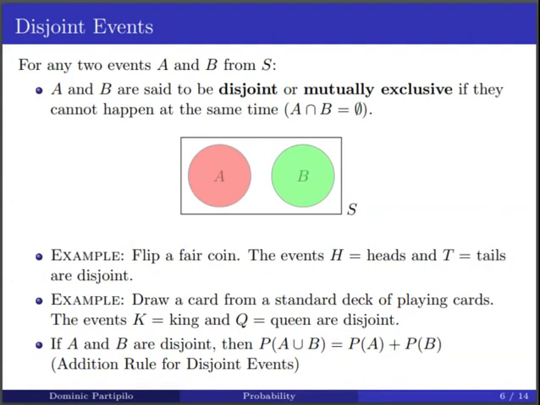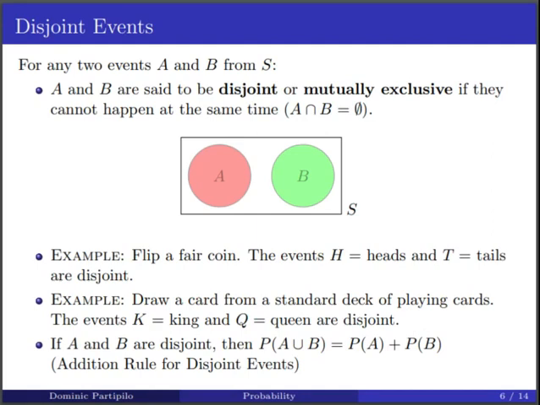So let's look at a couple examples here. Well, I actually already went over this example. You flip a fair coin, heads and tails are disjoint. So let's look at the next example. Let's say we draw a card from a standard deck of playing cards. We can say K is equal to drawing a king, and Q is equal to drawing a queen. Well, you can't draw a king and a queen at the same time, so those events are disjoint.